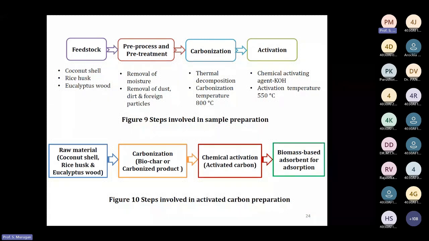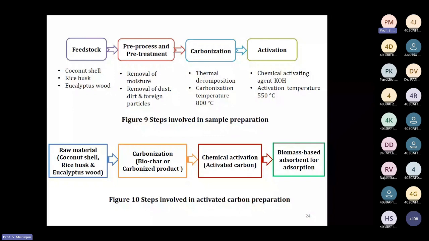So how to prepare this activated carbon? So here there is an illustration given. Are you able to see figure 10, steps involved in activated carbon preparation? Slide number 24. Yes, sir.